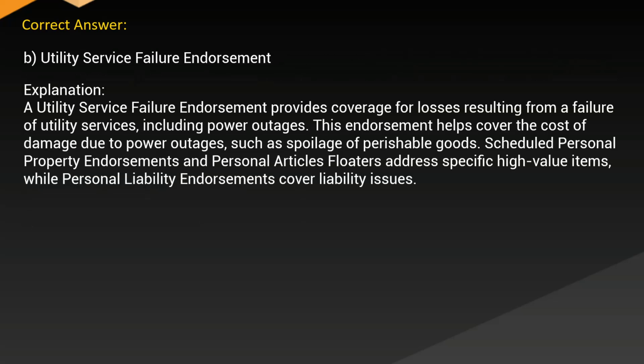Correct answer: B. Utility service failure endorsement. Explanation: A utility service failure endorsement provides coverage for losses resulting from a failure of utility services, including power outages. This endorsement helps cover the cost of damage due to power outages, such as spoilage of perishable goods. Scheduled personal property endorsements and personal articles floaters address specific high-value items, while personal liability endorsements cover liability issues.